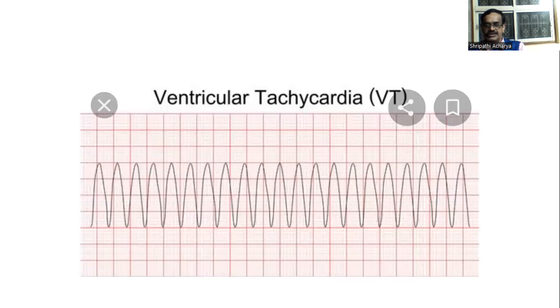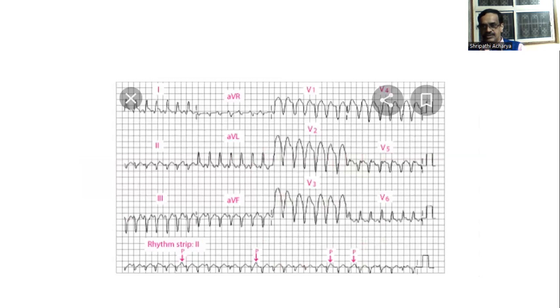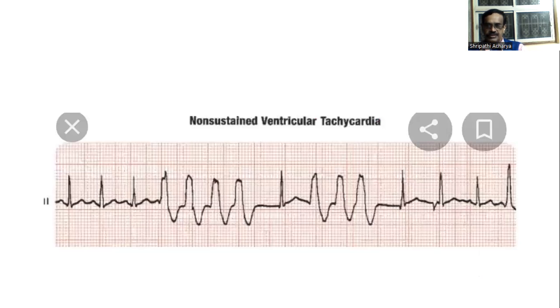Ventricular tachycardia: you can see no P waves are there. Only wide and bizarre QRS complexes are there, and the ventricular rate is near about 300, isn't it? This is ventricular tachycardia. No P wave is there. This is also ventricular tachycardia. You can see the wide and bizarre QRS complex. P wave is absent.